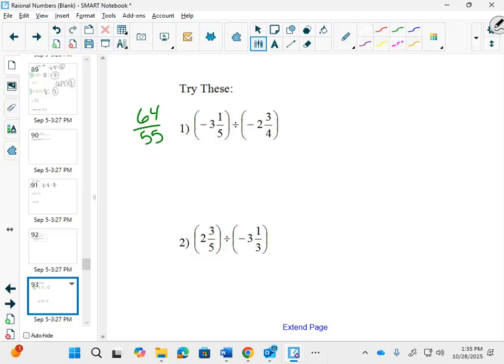So we're going to look at the first one in brackets. 3 times 5 is 15, plus 1 is 16, as an improper fraction. That'll be 16 over 5. With the negative there, it's just negative 16 over 5. We still have our divide sign. Second one, 2 times 4 is 8, plus 3, 11. 11 over 4. Now we can do that keep, change, flip. We keep the first one, negative 16 over 5. Change the sign to multiply. Flip the next one.